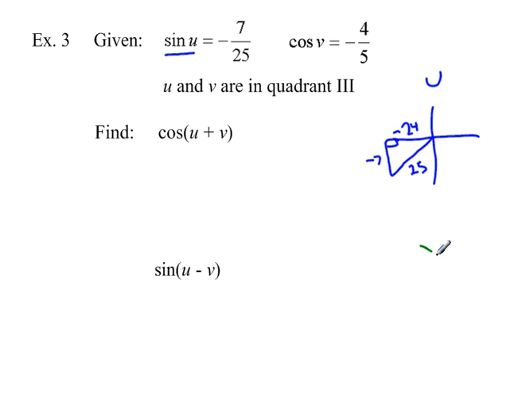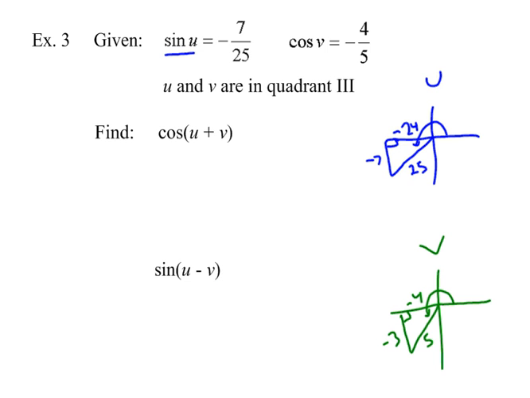Here's V. V is also in quadrant 3. The cosine of angle V is negative 4 over 5. And using the Pythagorean theorem, we can find that missing side is negative 3. So angle V is this much right here. Angle U is this much right here. What if we add those angles together? What would the cosine of that new angle be? What if we subtracted those angles? What would the sine of that new angle be?